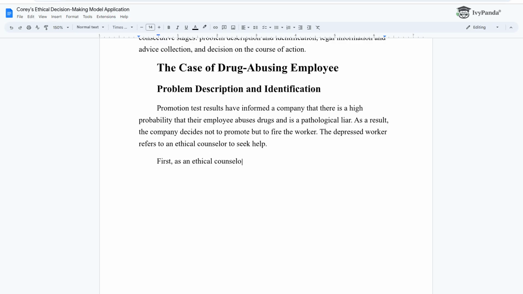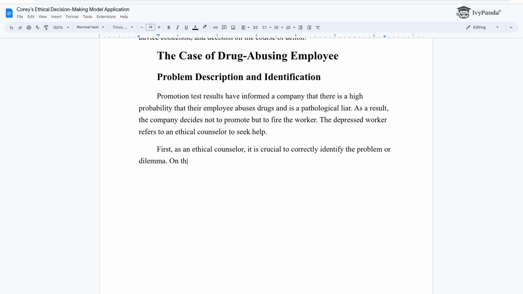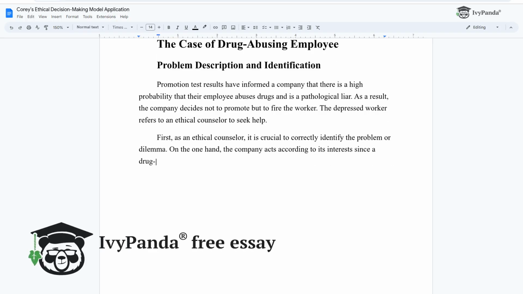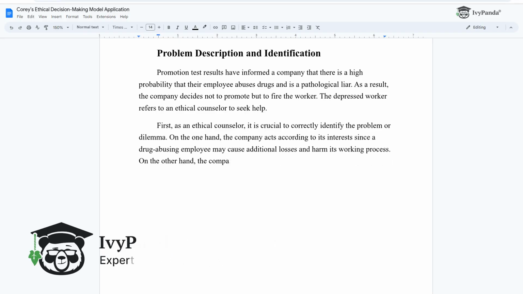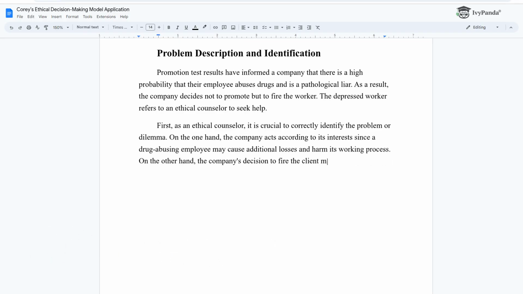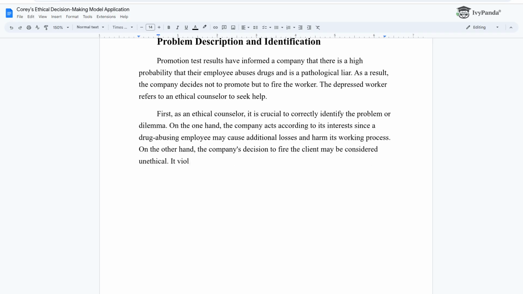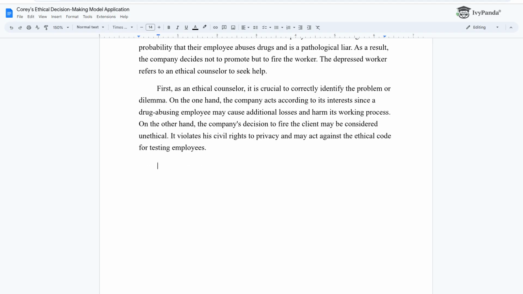First, as an ethical counselor, it is crucial to correctly identify the problem or dilemma. On the one hand, the company acts according to its interests since a drug-abusing employee may cause additional losses and harm its working process. On the other hand, the company's decision to fire the client may be considered unethical. It violates his civil rights to privacy and may act against the ethical code for testing employees.